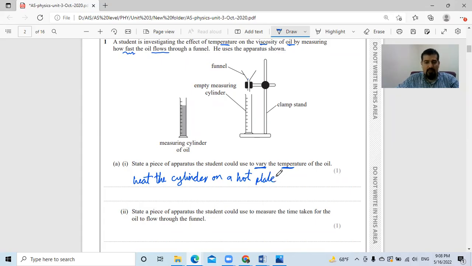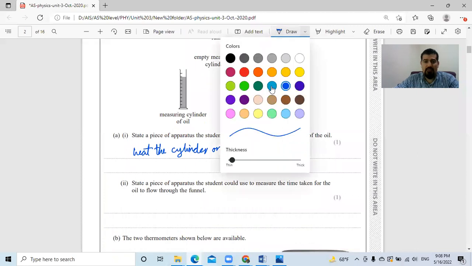Yes, a Bunsen burner cannot be useful because the measuring cylinder may melt or start to burn. And I want to make the temperature of the whole oil approximately homogeneous and have the same temperature. Okay, this is part A of the question.